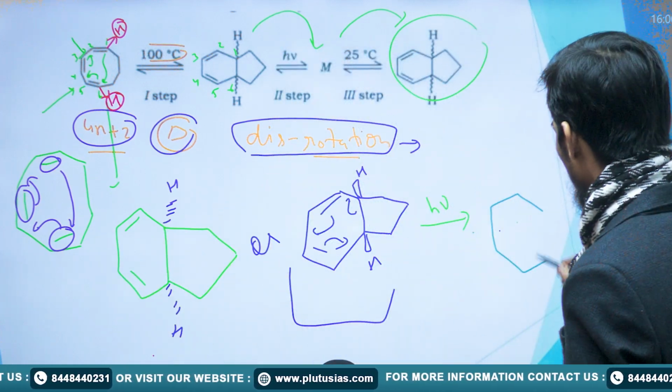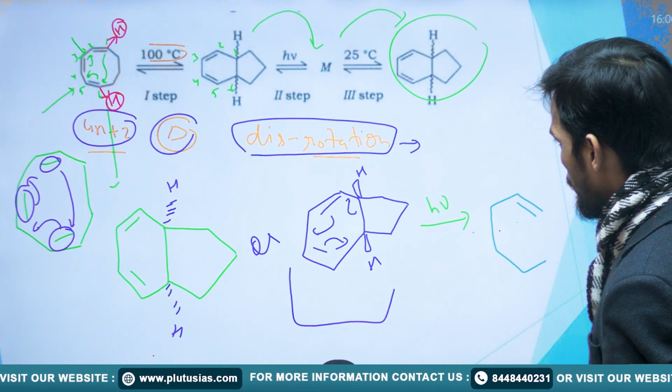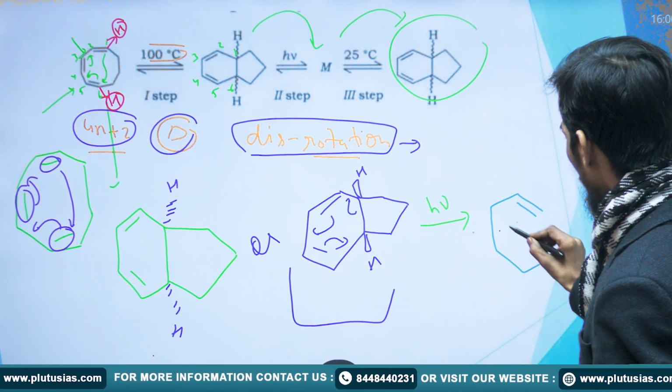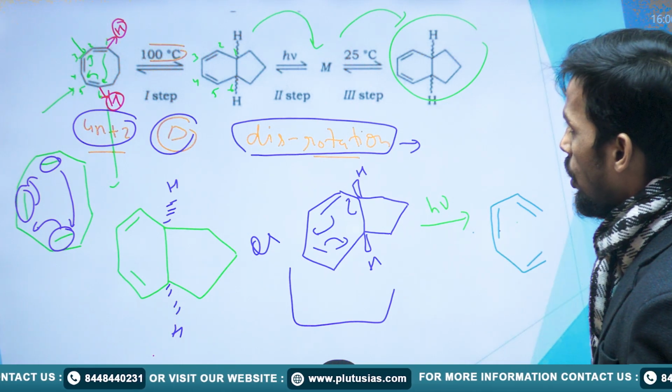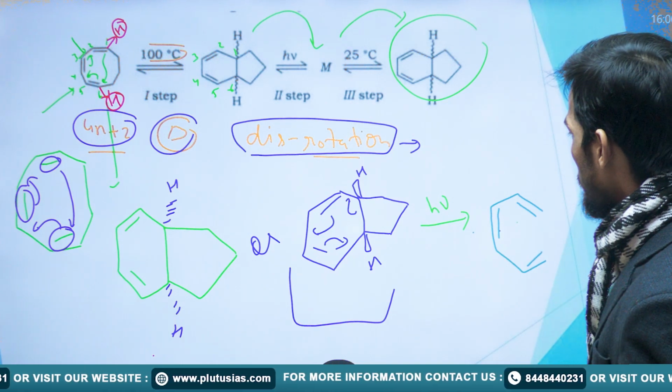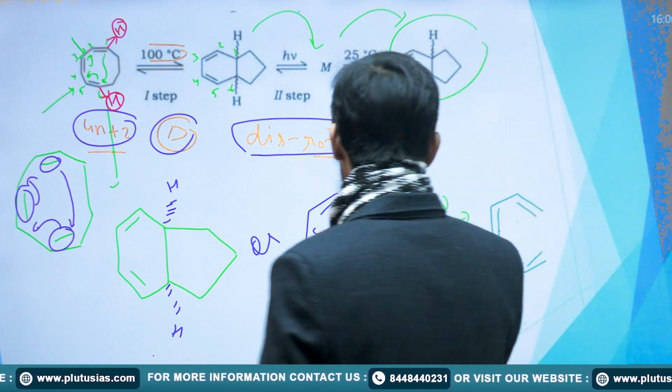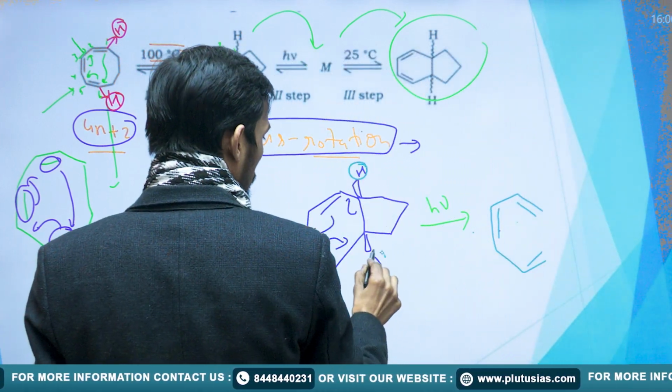So this is like this. Over here we are going to have a double bond. Over here we are going to have a double bond. At this place also we are going to have a double bond. And after that we need to see the stereochemistry of these two hydrogens.